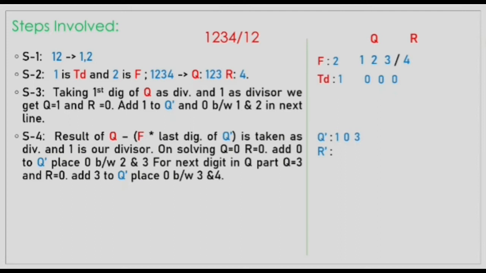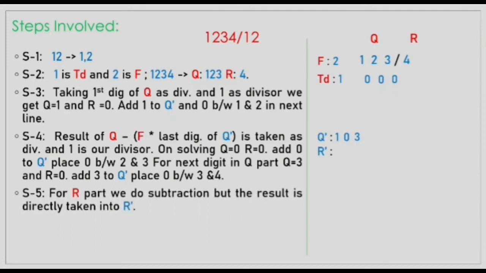Now, for the remainder part, we do subtraction, but the result is directly taken into R dash. So what we basically do is multiply the flag with the last digit of Q dash and subtract it from the digit which we consider in the remainder part. That is taken as our remainder, and it is not considered as a dividend and no further division takes place. So after doing the subtraction, we get minus 2 as our remainder.